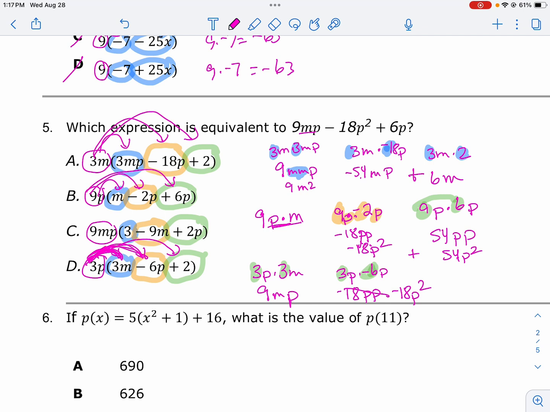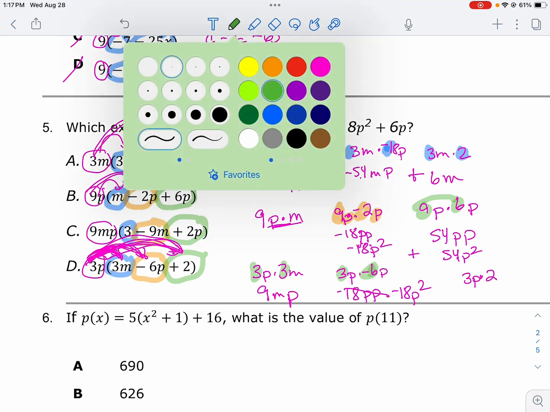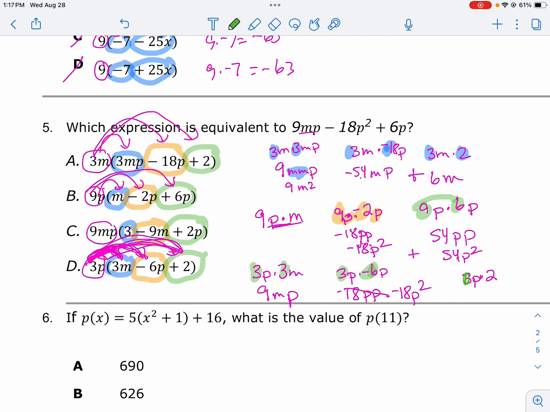The last thing I'm going to multiply, I sure do hope this works because we're out of answers. I've got a 3P times 2. And really you're multiplying 3 times, oops, that's not what I meant to do, sorry. Come on, highlighter. 3 times 2. Well, 3 times 2 is 6, and you just have the 1P.